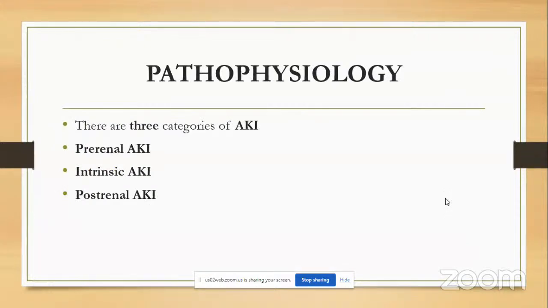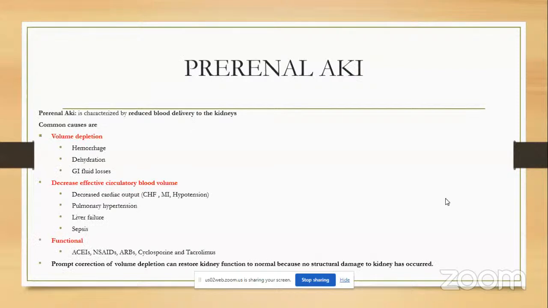While discussing AKI, it is very important to know the pathophysiology and the categories of AKI. Like there are 3 categories: pre-renal AKI, intrinsic AKI, and post-renal AKI. In the pre-renal AKI, it is basically due to the reduced blood delivery to the kidneys, and the common causes are volume depletion, decreased effective circulatory blood volume, and the functional reason is the drug-induced ACE inhibitors, NSAIDs, angiotensin receptor blockers, cyclosporin, and tacrolimus. Prompt correction of volume depletion can restore kidney function to normal because no structural damage to kidney has occurred.